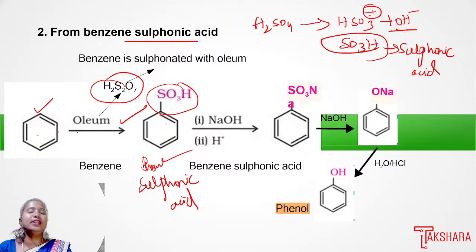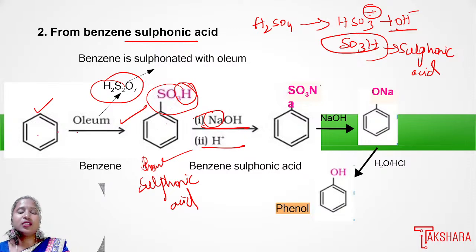This is what we call benzene sulfonic acid. And when this benzene sulfonic acid is treated with NaOH, a reaction occurs, also in the presence of H plus. Here the H is replaced with Na, so SO3Na is formed, which is the sodium salt of benzene sulfonic acid.